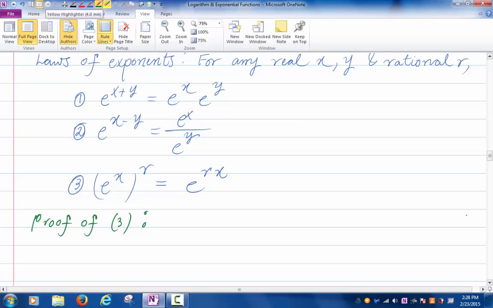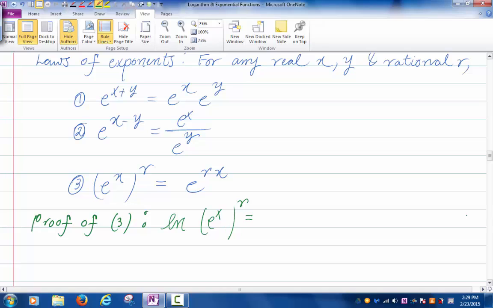In order to prove that number 3 holds, I'm going to use ln. I'm going to show that ln of the left-hand side is the same as the ln of the right-hand side. Because ln is 1 to 1, that's going to show that both sides are the same. So what is ln of the left-hand side? What is ln of e to the x to the r? Can you tell me that?